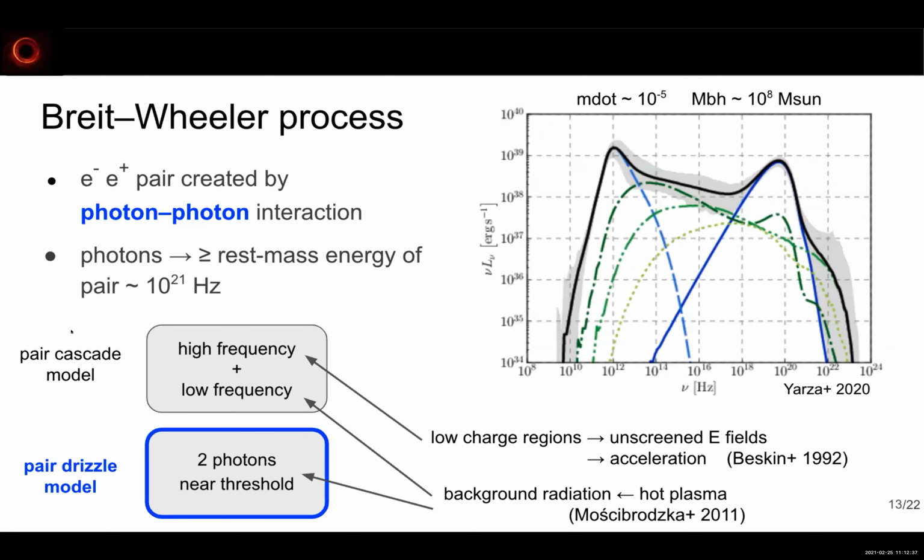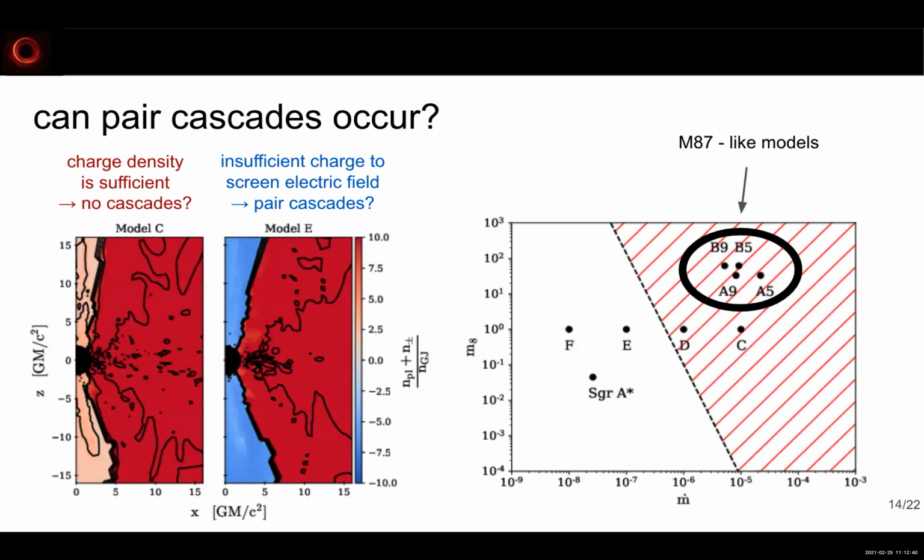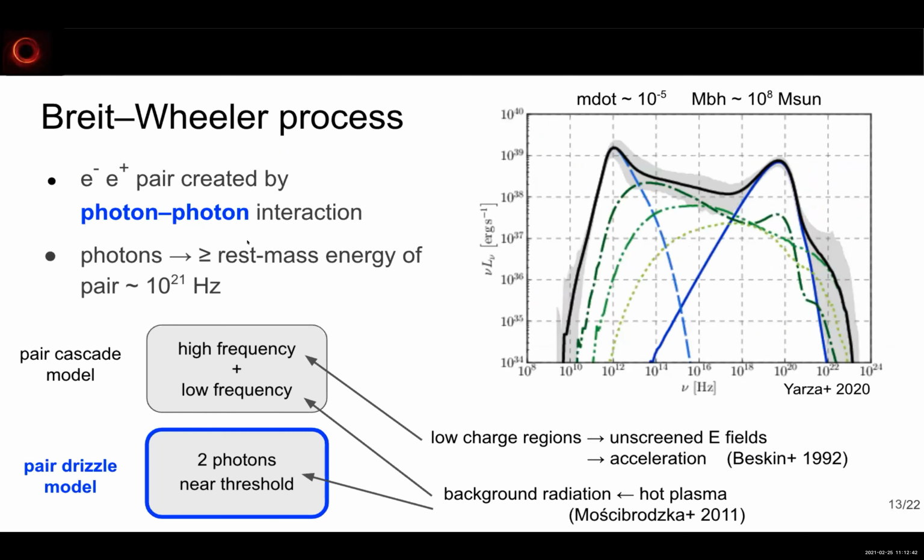So as I said, I'm going to talk about the pair drizzle model. And actually, let me go back here. One of the things that Sasha brought up, and I completely agree with, is that whether or not the pair drizzle model, so again, pair drizzle being two photons from the background radiation field, with no really large acceleration due to unscreened electric fields, actually operates is strongly dependent on the nature of your background radiation field, especially the high energy component of your background radiation field.